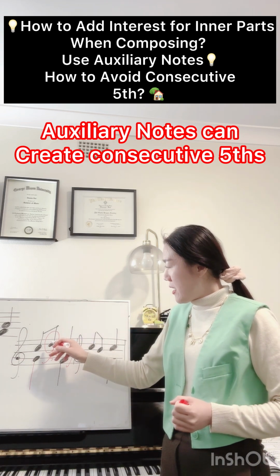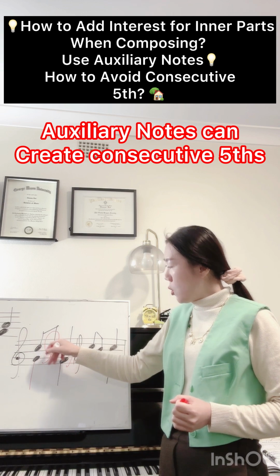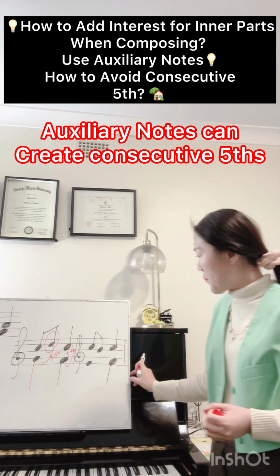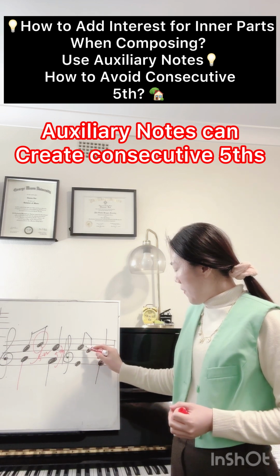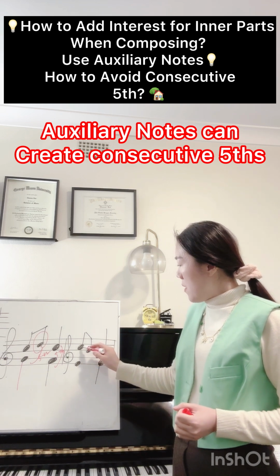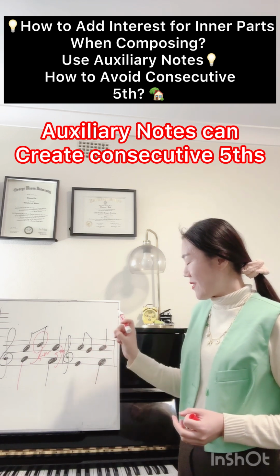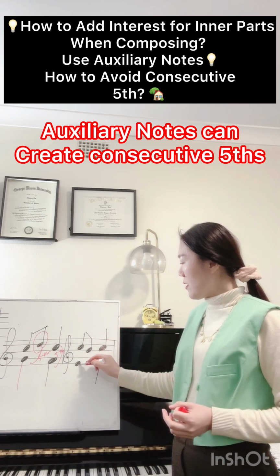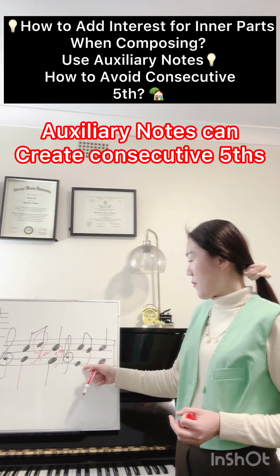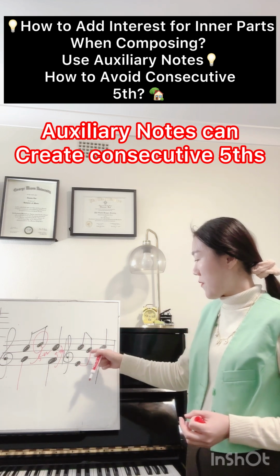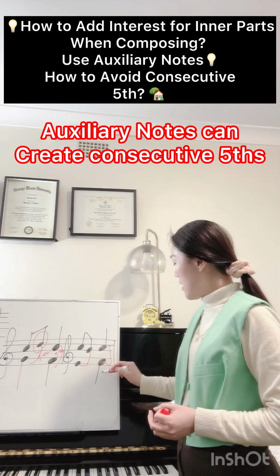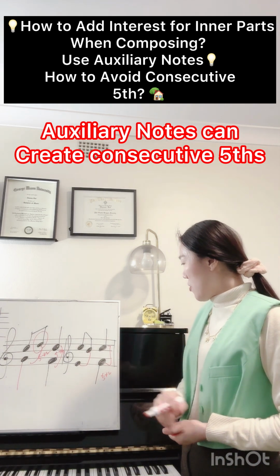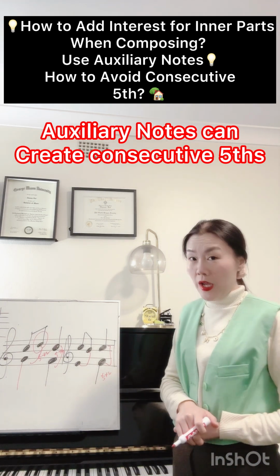So in that case, you might want to use the lower auxiliary notes, right? And then here, can you find the consecutive fifths here too? The main part is also not an interval of a fifth, but because of the lower auxiliary note, that creates consecutive fifths. So E to B is a fifth, and that is followed by a fifth interval, right? And so in that case it also creates consecutive fifths.